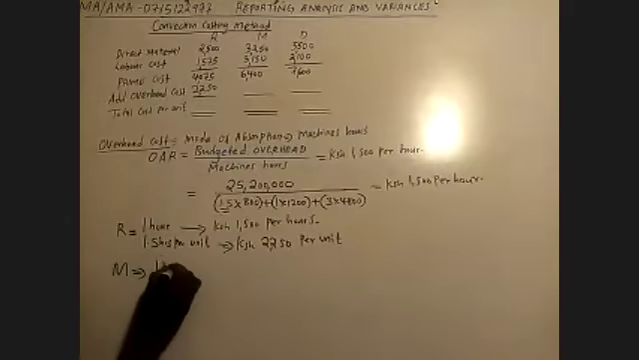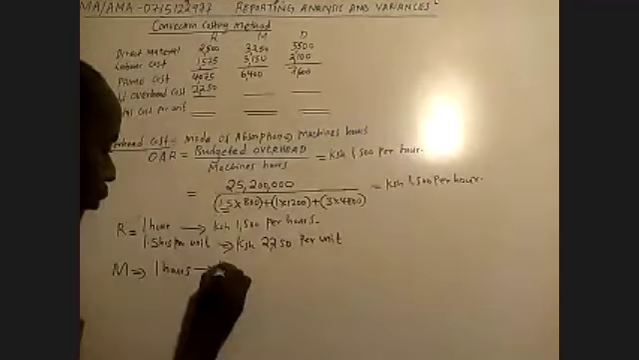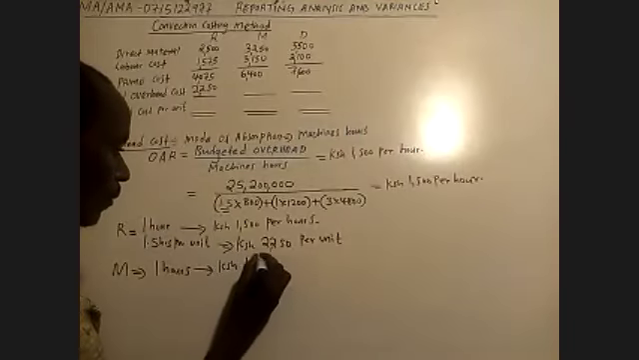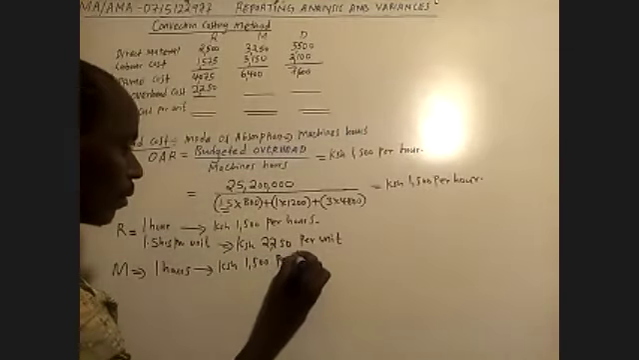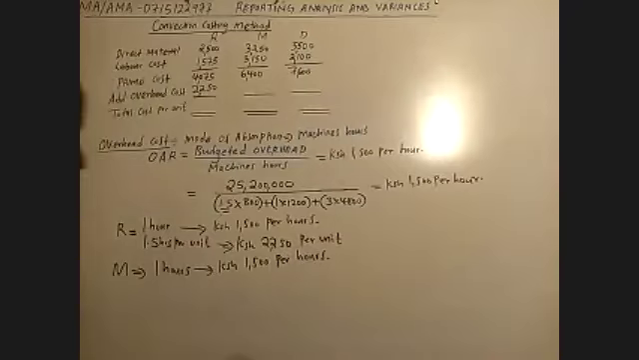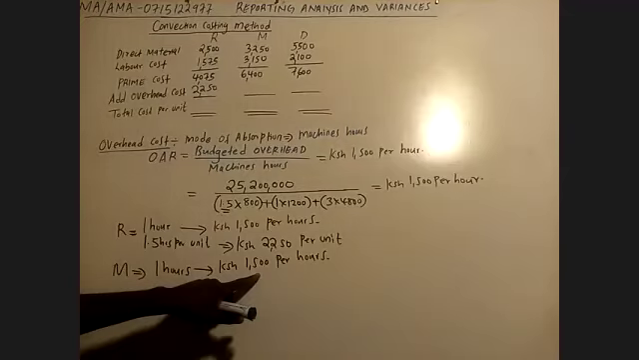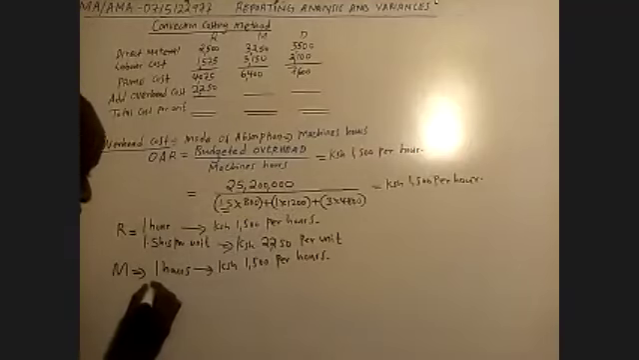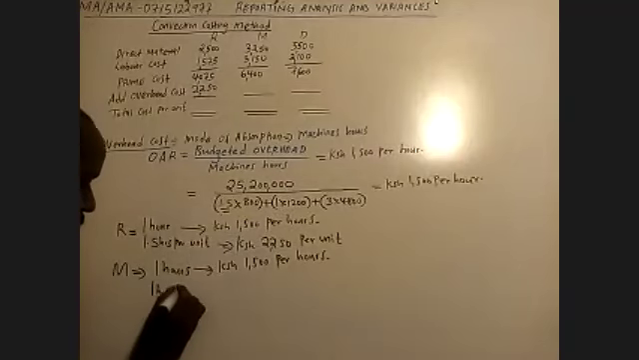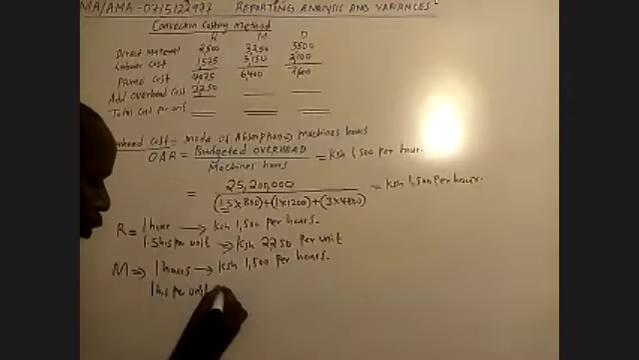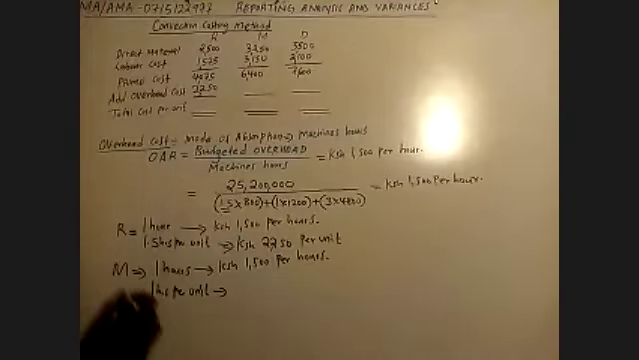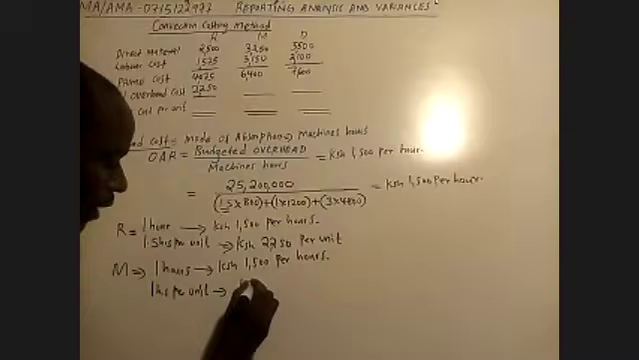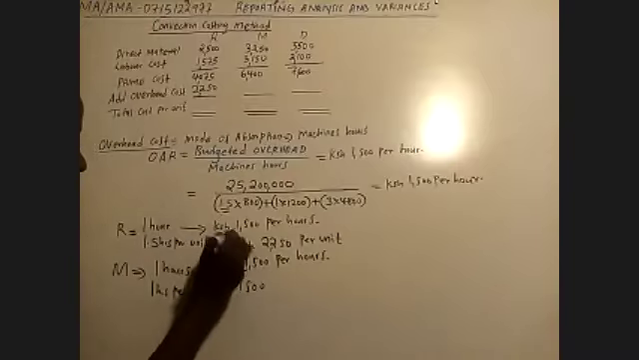We know 1 hour costs 1,500. Now how many hours do we have here? We have 1 hour per unit. Now what will be the cost per unit? In that case, it will be the same, 1,500. If you multiply, it will be the same.